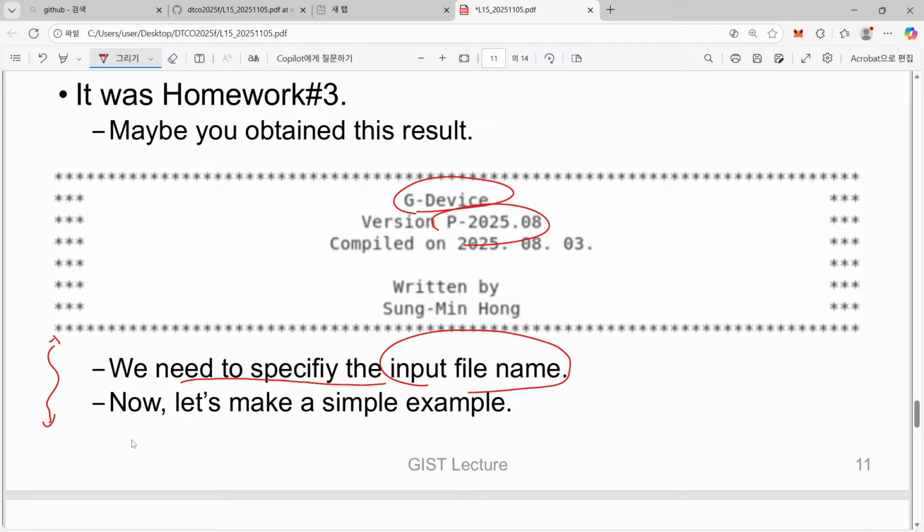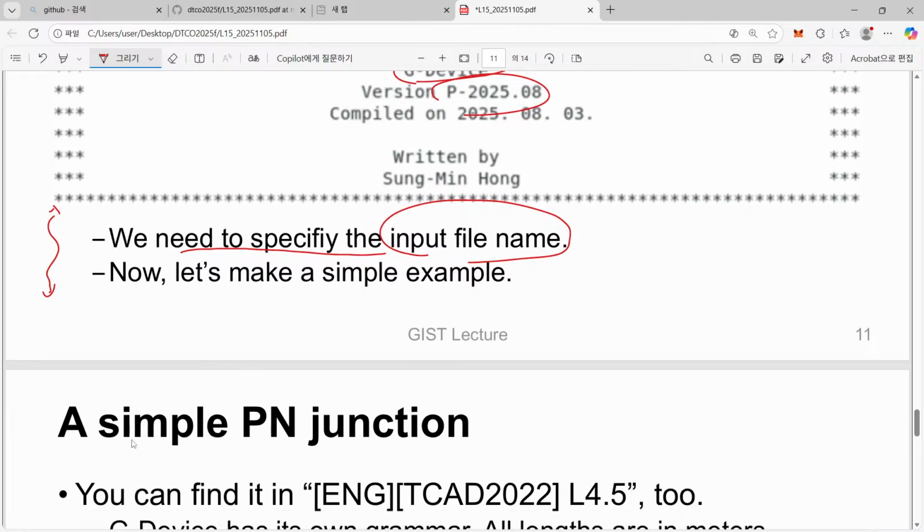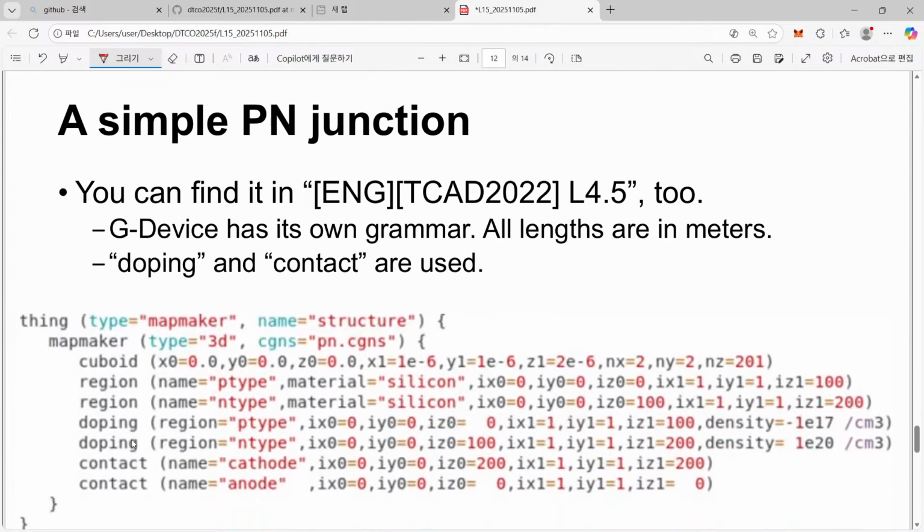So let's make a simple example file. Okay, so we have a system. This is the entire input file. You can just type it in your text editor and save it under any name you want, and let's say that this is called AAA.cmd. Then if it is saved as AAA.cmd, just type G-device AAA.cmd, then enter, and you will have the execution of this one.